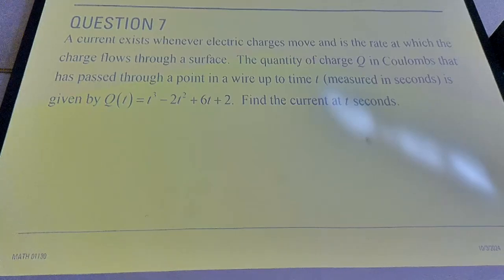So let's say a quantity of charge passing through a point at time t is given by t cubed minus 2t squared plus 6t plus 2. We want to find the current.